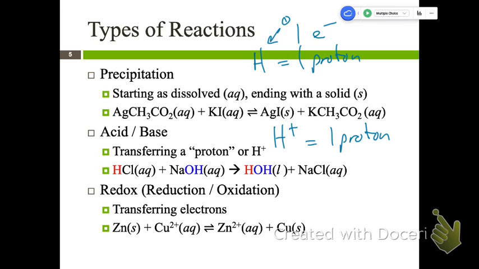So the purpose of what I want you to be able to do for Wednesday is just look at a reaction and say it's a precipitation, an acid base, or a redox. We're going to spend more time with what these actually are and what terms we have, so what's being reduced, what's being oxidized, and same thing up here. We're going to do that after exam 3.